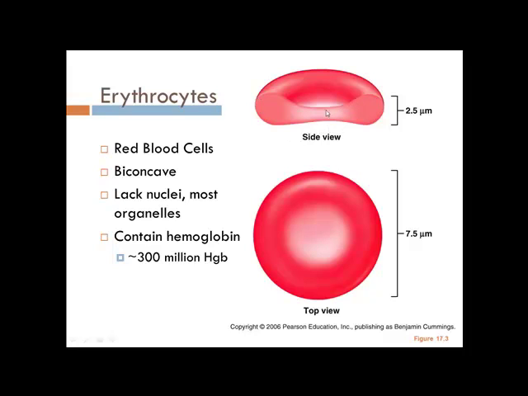Inside of each red blood cell, you're going to have about 300 million hemoglobin. I think the actual number is closer to 270 or 280 million hemoglobin.